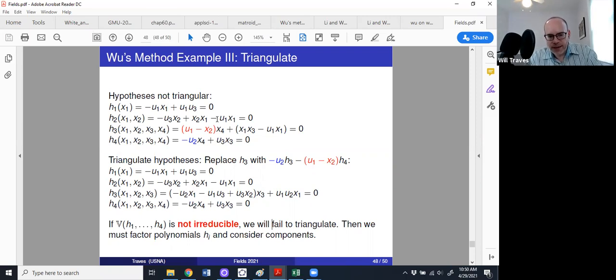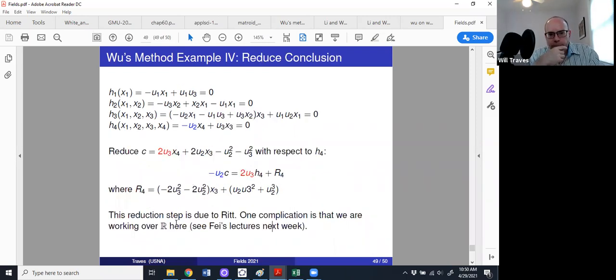So I'll just say that if this variety is not irreducible, then you're going to fail to triangulate, and then you have to factor and consider each of the components in this variety separately. And that becomes complicated. Okay, but we managed to triangulate. So what do we do next?